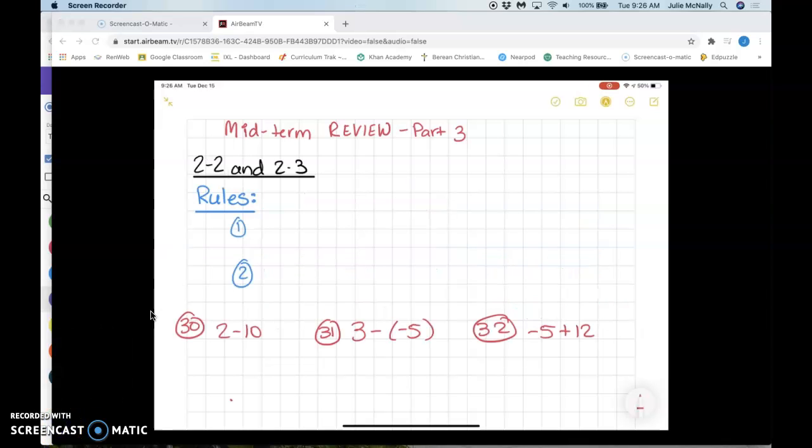Section 2.2 and 2.3, we are adding and subtracting integers, and there are some rules for adding and subtracting integers. I am just going to write down the blanks for you, and the rest of it is on your packet. So when the signs are the same, you add. The answer blanks the sign.